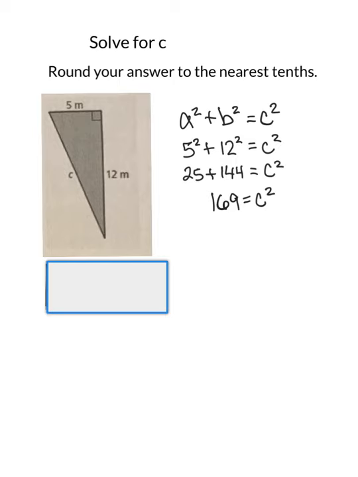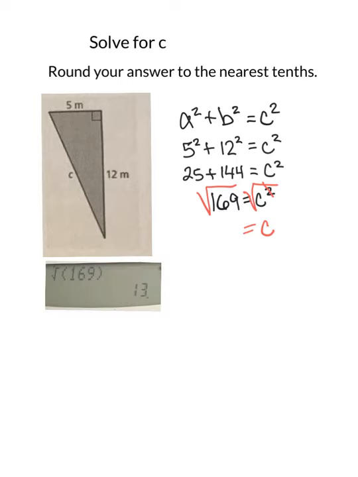Well, if we take the square root, the square root and the square are opposites of each other and they'll cancel each other out, but we have to do it to both sides. The square root and the square cancel each other out, and we get c by itself. Then if we do the square root of 169 in our calculator, we get 13. So c equals 13. That's the length of that side of the triangle, and since our unit is meters, our answer is 13 meters.